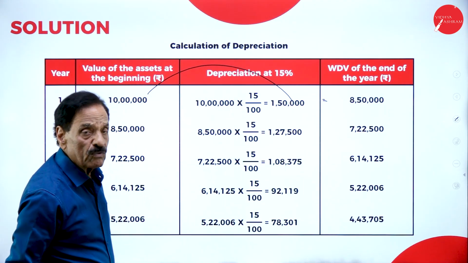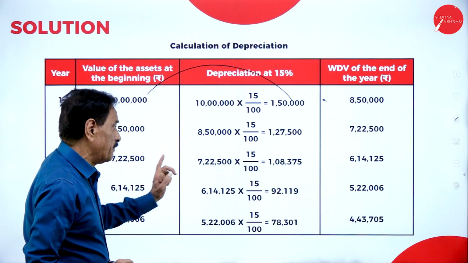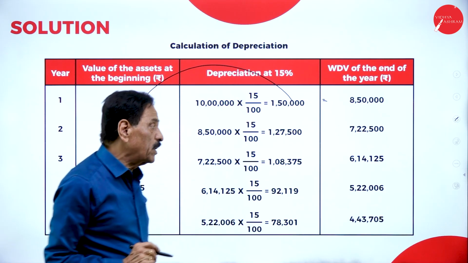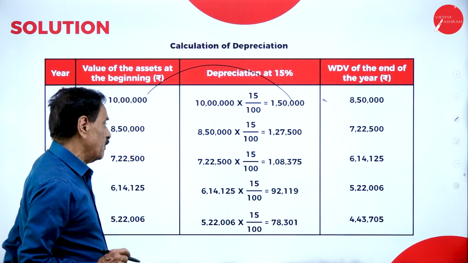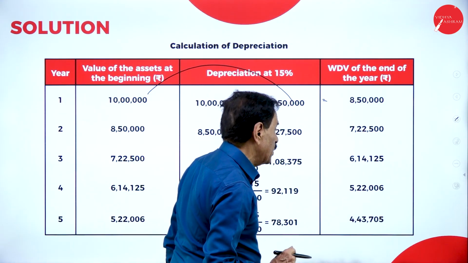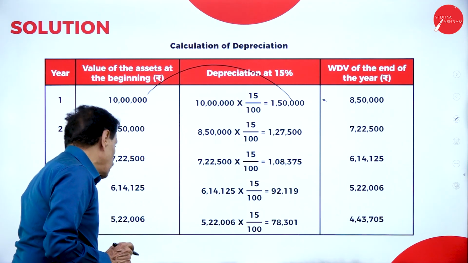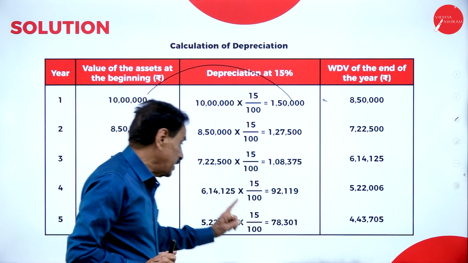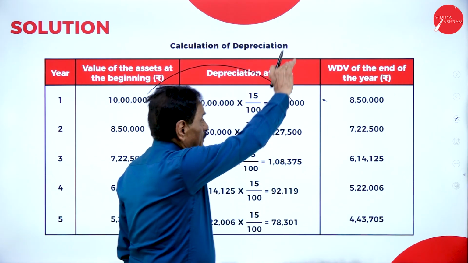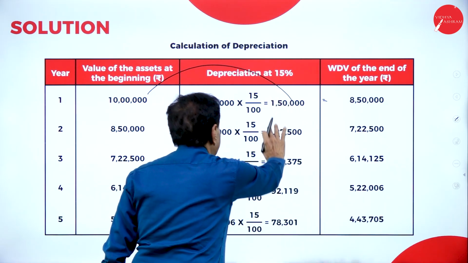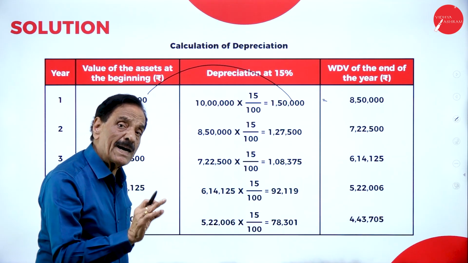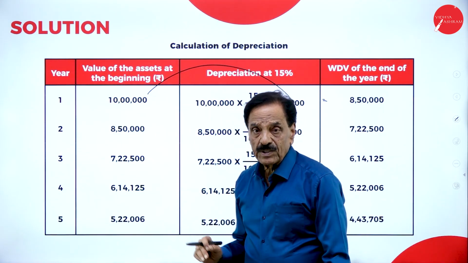Balance is 7,22,500. On 7,22,500, 15% is 1,08,375. It becomes 6,14,125. On 6,14,125, 15% is 92,119. Balance is 5,22,006. On 5,22,006, 15% is 78,301. Balance is 4,43,705. These are the depreciation values and the balancing values. Which method are you following? Diminishing balance method. This is the first step to follow.